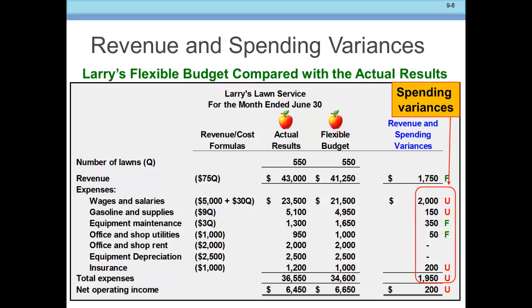Take a look at the spending variances. Pay particular attention to make sure you got the favorables and unfavorables correct. Remember that for expenses, if actual expenses are greater than the flexible budget, it's unfavorable. We wouldn't want more expenses, and if actual expenses are less than the flexible budget, then it's favorable, because we would want less expenses.